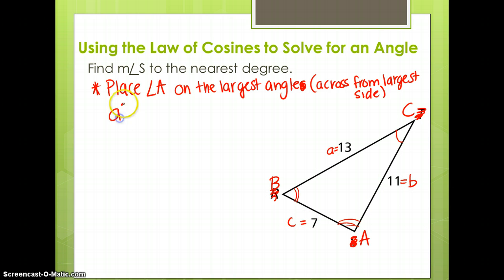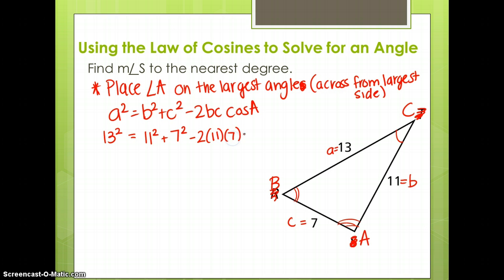So again, if I take my law of cosines, A squared equals B squared plus C squared minus 2BC cosine of A, fill in: A is 13, B is 11, C is 7. And in this case, my variable is that cosine of A. I don't know what that angle A is. So the math on this one is a little bit more difficult to see algebraically where we're going to go. But we've got to isolate this A value.